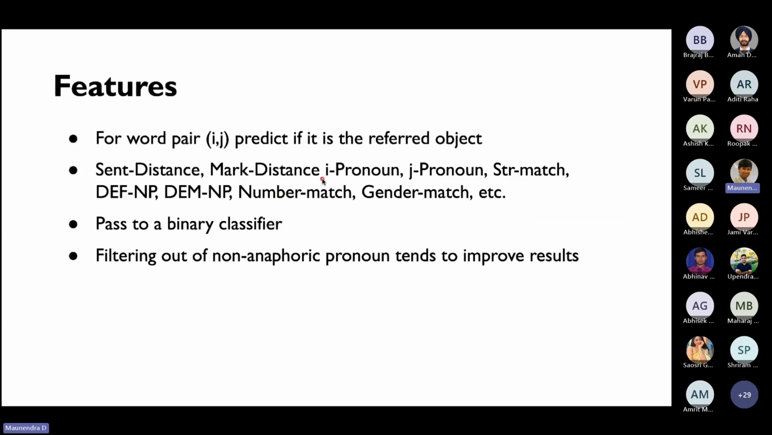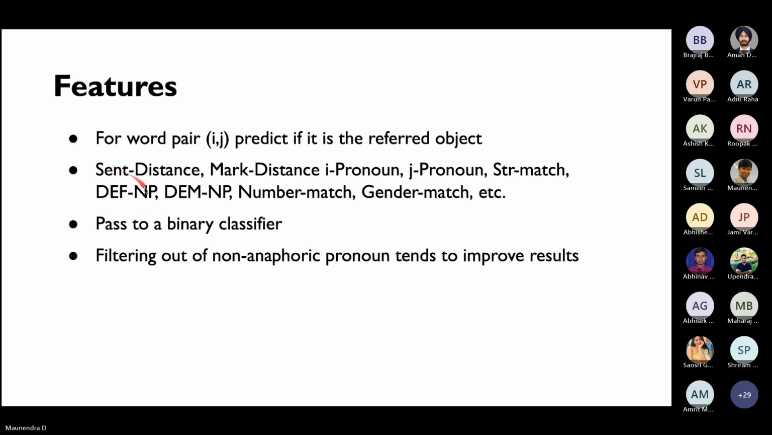Then there could be mark distance, I pronoun, J pronoun. So mark distance is, in terms of the number of tokens, what is the difference between them? And then I pronoun, whether the first word is a pronoun or not, yes or no. J pronoun, whether the second word is a pronoun or not. Then string match, what is the extent of string matching between them? Is one a substring of another, these kinds of things could be there.